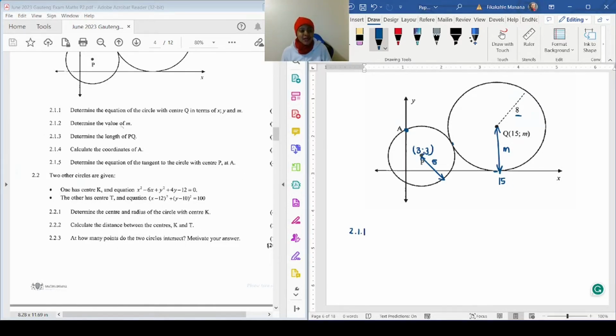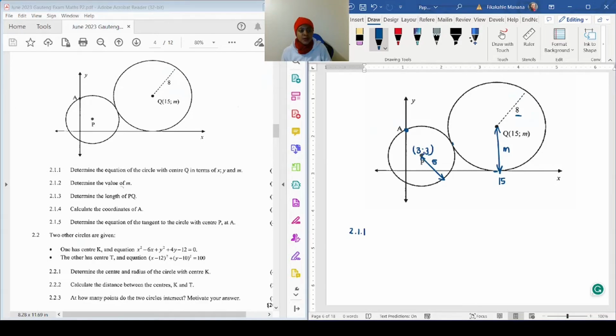It says determine the equation of the circle with center Q in terms of x, y, and m. So the equation of a circle that is not at the origin would be (x − a)² + (y − b)² = r². So let's just substitute what we know.